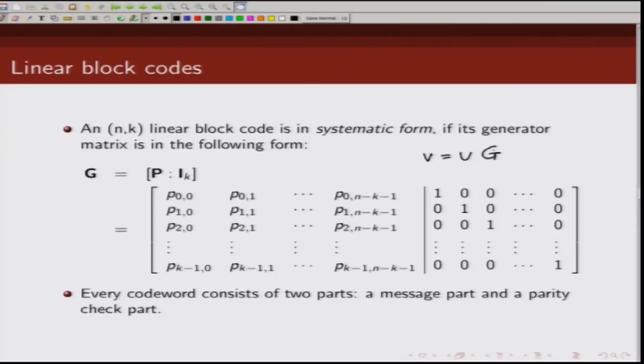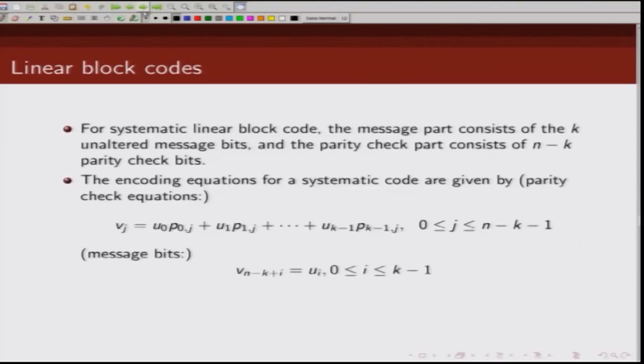Okay. So, if we write U, which is basically U0, U1 to Uk minus 1, times this G matrix, what we will get is a form like this. You will have n minus k parity check equations, which are given by this expression, and then you will have the remaining k unaltered message bits. So, for a linear block code in a systematic form, the encoding equations will be of this form.